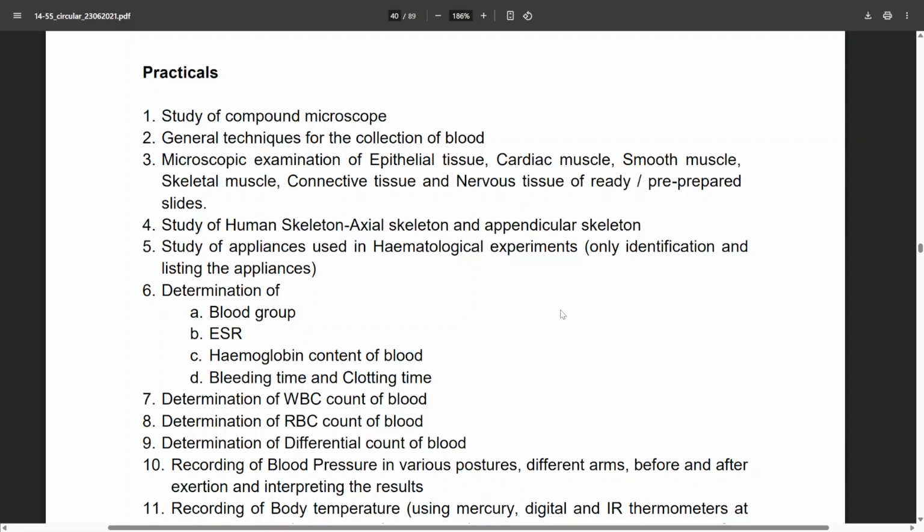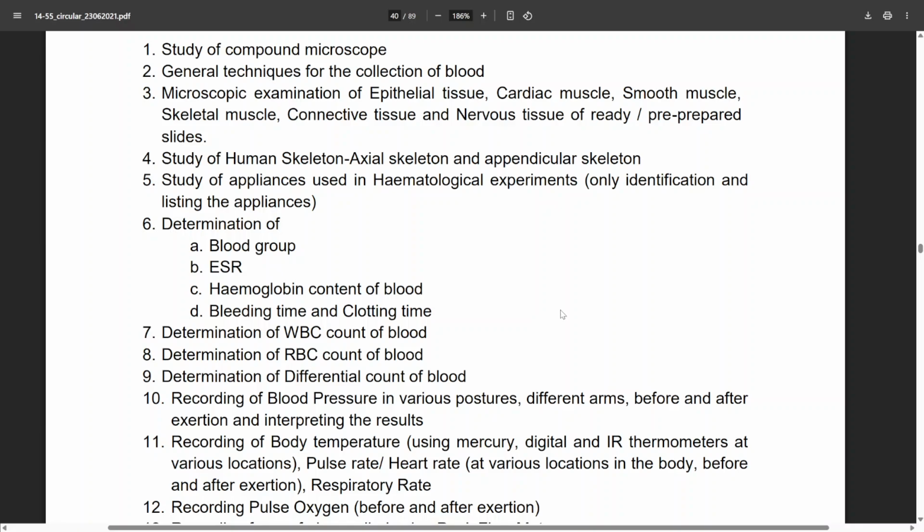Practicals. 1. Study of compound microscope. 2. General techniques for collection of blood. 3. Microscopic examination of epithelial tissue, cardiac muscle, smooth muscle, skeletal muscle, connective tissue, nervous tissue, using ready-prepared slides. Study of human skeleton, axial skeleton and appendicular skeleton. Study of appliances used in the hematological experiments, only identification and listing of appliances.